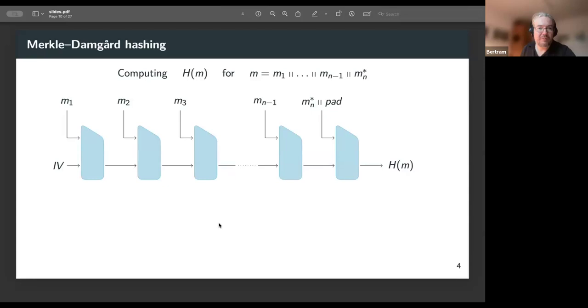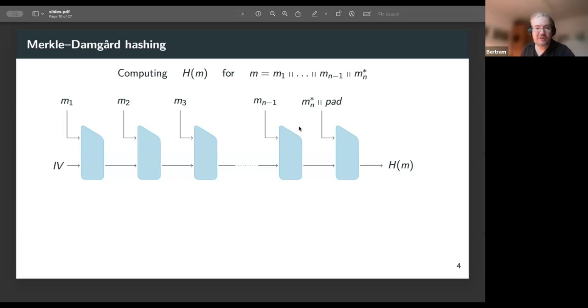Let me remind you of how Merkle-Damgård hashing works. So we have a compression function here in light blue. We have an initialization vector on the left, and then there's this chaining operation to compute the hash value, and the message is cut into blocks and goes subsequently into all these compression functions, and the last block might be partial and has to be padded. So that's how Merkle-Damgård hashing works.